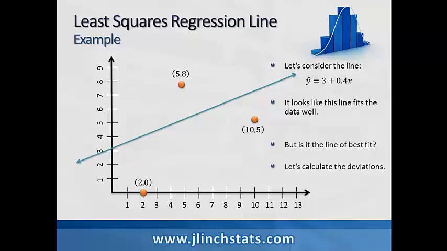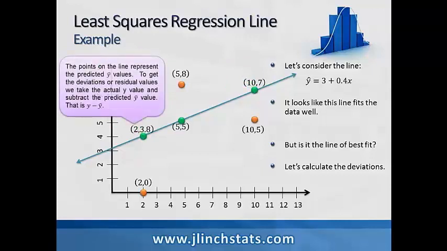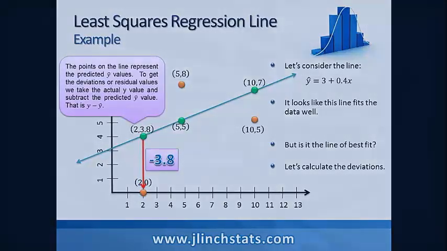Let's calculate the deviations. Now based on this predicting line, we would have the following 3 points. The points on the line represent the predicted y hat values based on the model to the right. To get the deviations or residuals, we take the actual y value and subtract the predicted y hat value, that is y minus y hat. So our first residual value is going to be equal to 0 minus 3.8, or negative 3.8.